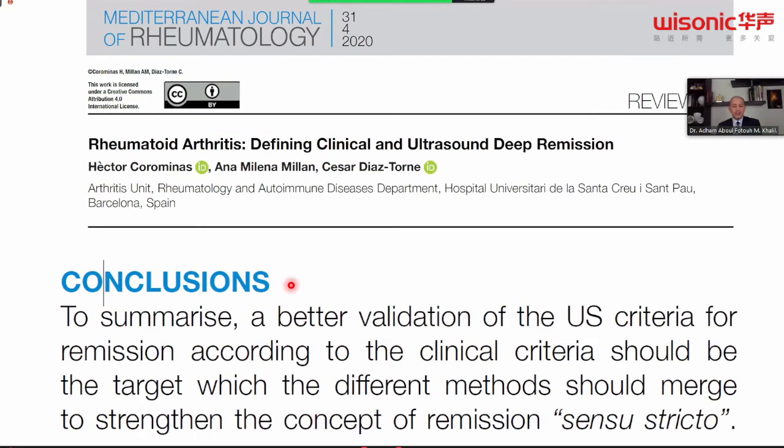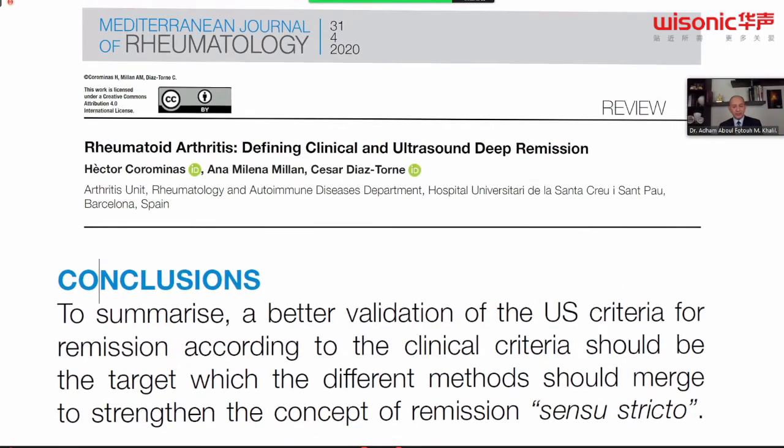The conclusion is a better validation of the ultrasound criteria of remission. That means if you need to be strict about the remission criteria, then you have to include ultrasound findings for these remission criteria.